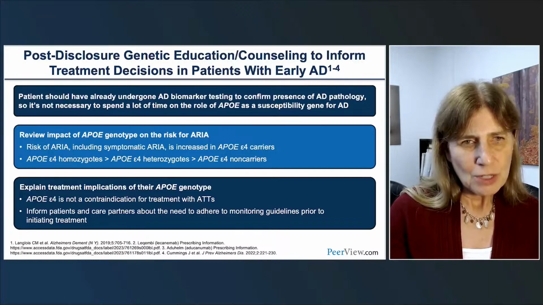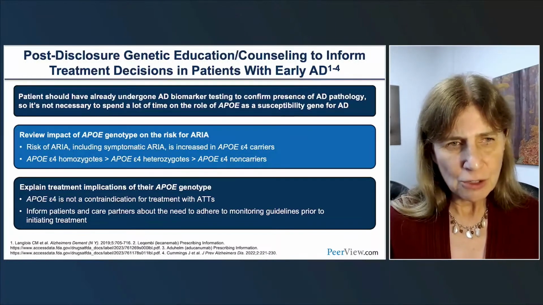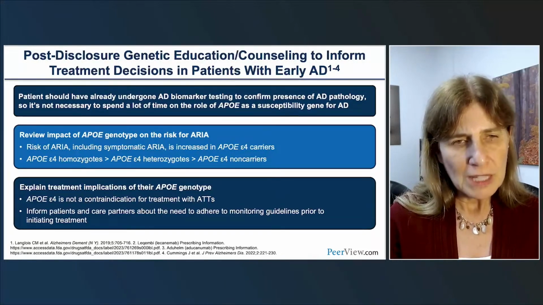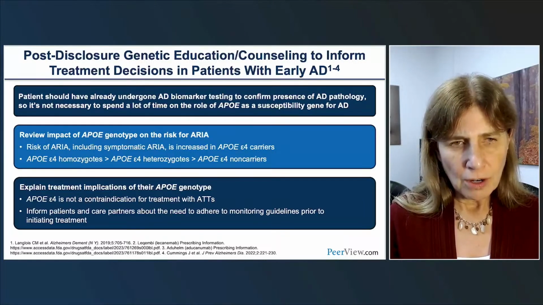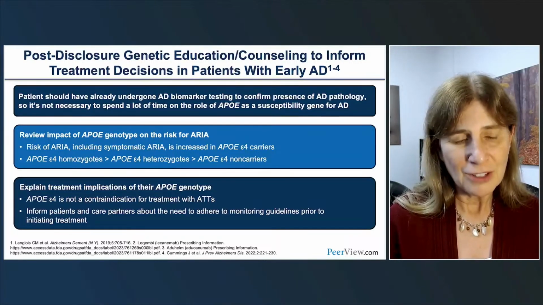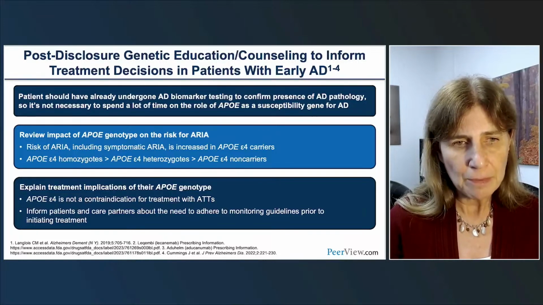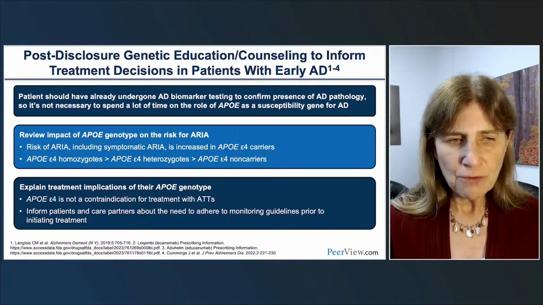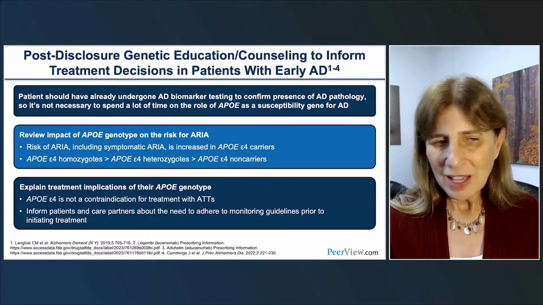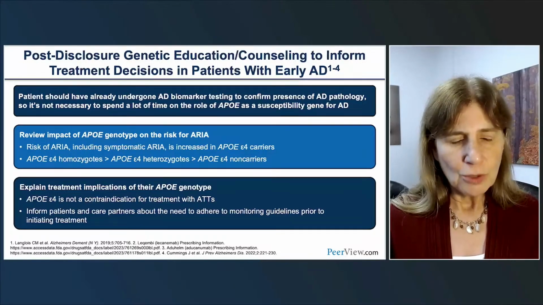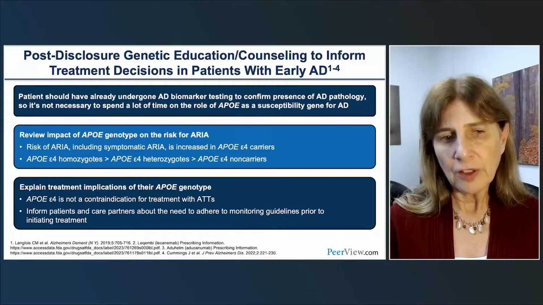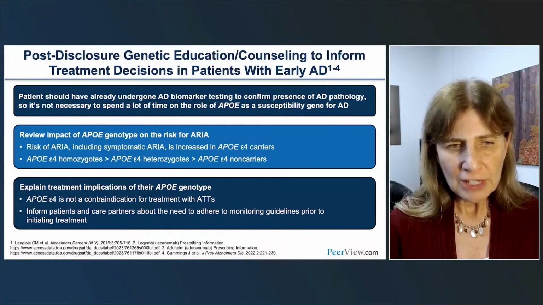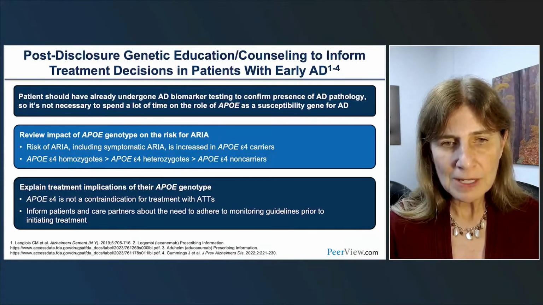ApoE4. And so you need to be able to explain what ARIA is. You need to reassure people that it is mostly a radiologic finding without symptoms, but that symptoms can occur, and these should be reported, and there's a monitoring and management plan for ARIA. And I think you can reassure people that ApoE4 homozygote and heterozygote individuals were included in the pivotal trials that led to approval of both lecanemab and donanemab, and that being an ApoE4 carrier is not a contraindication to these therapies.